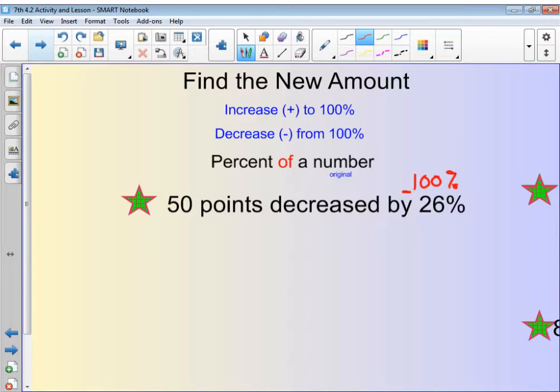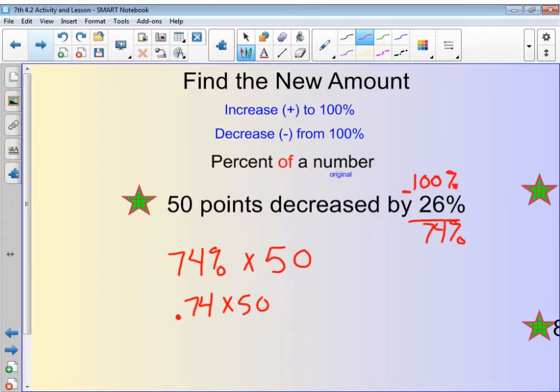And I know a very common mistake here is kids will try and do this in their head and then they're off by 10. So make sure that you're double checking, maybe check with a partner or just use your calculator to do that. Make sure that you're getting the right number when you subtract. So when I subtract between these, I now get 74%. Okay, so I want to find 74% of, so times 50. So it becomes 0.74 times 50. Okay, 0.74 times 50 gives me 37. So if 50 points is decreased by 26%, it's now only 37 points.